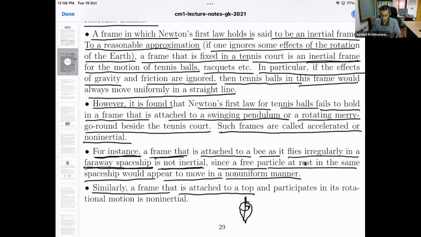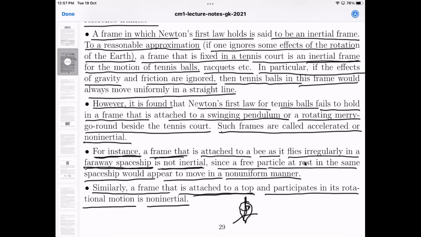So suppose you have a frame that is attached to this top, then that frame would itself be spinning round and round. And when you look at the world from that frame, a particle at rest in that spaceship would look as though it's going round and round, certainly not at rest or moving uniformly. So we say that a frame that is attached to a top and participates in the rotational motion of the top is not inertial, because free particles would not follow straight lines when viewed from that frame.